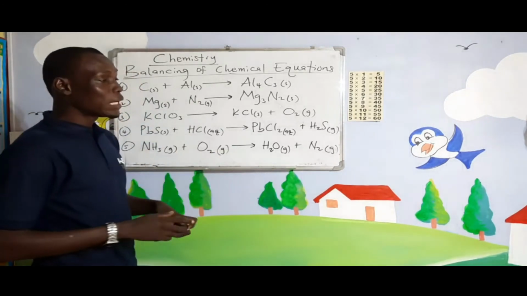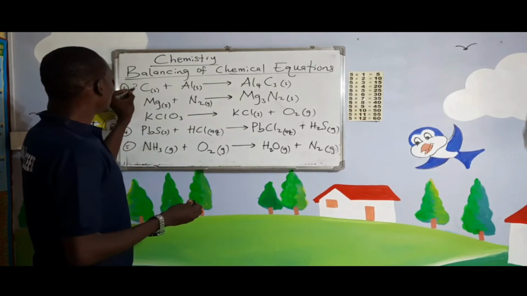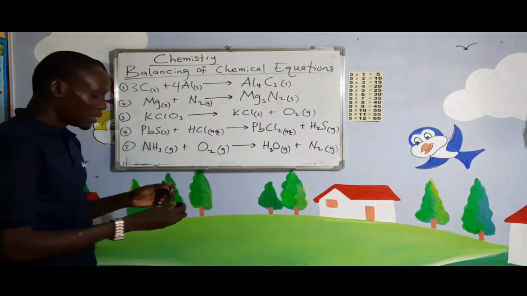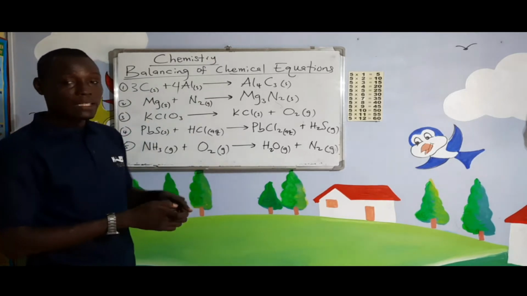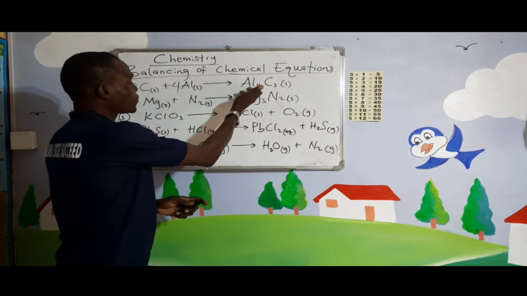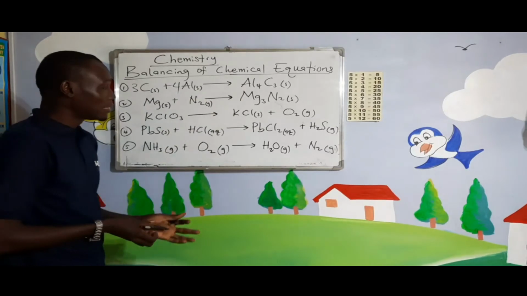So what do we do? We have 3 here, so if you put 3 here, and we have 4 here, if you put 4 here, the first equation is now balanced. 3 atoms of carbon, 4 atoms of aluminium. Here we have 4 atoms of aluminium, 3 atoms of carbon. So the first equation is now balanced.